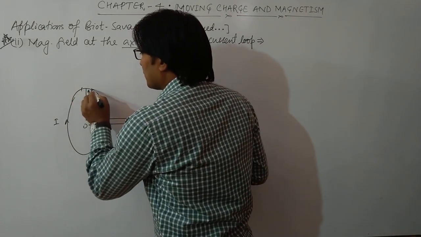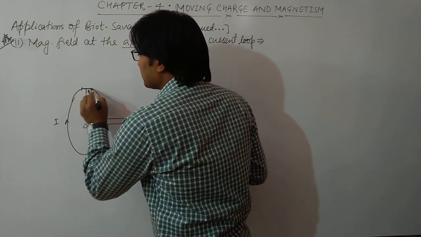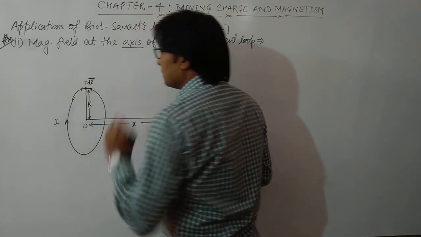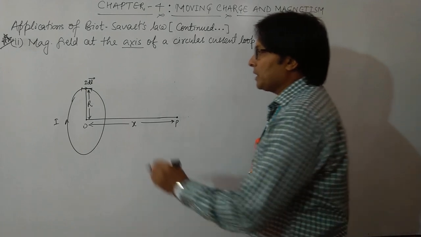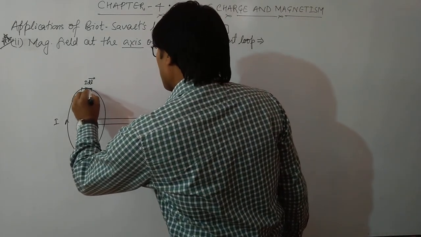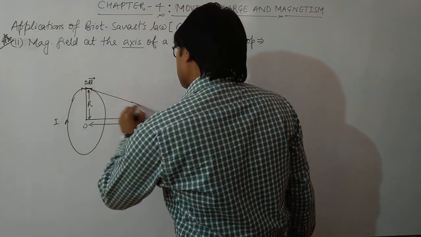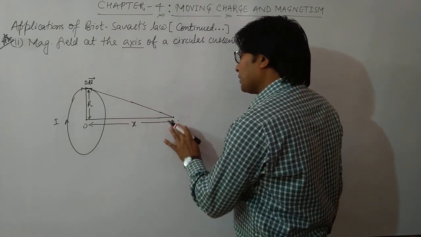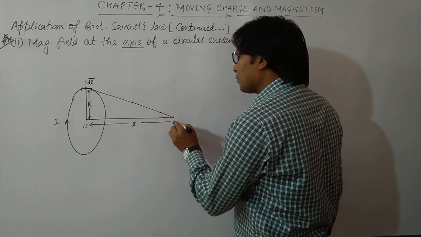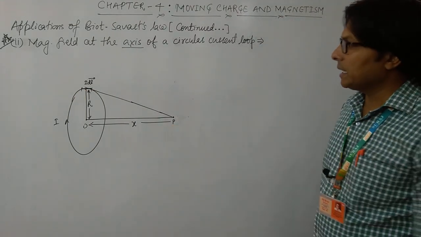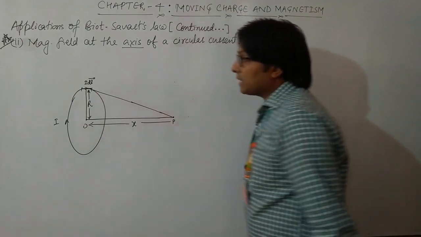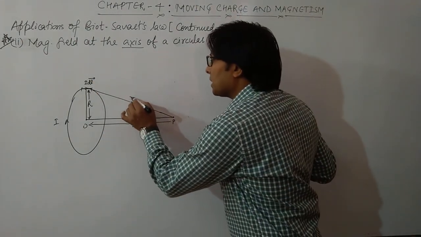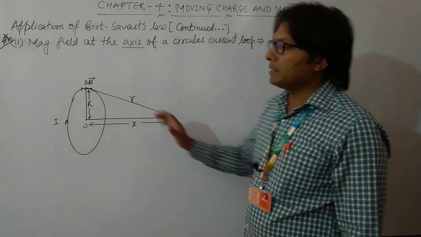The product of current and differential length. So suppose this is the current element, the idl vector, whose distance from this point P we can draw as this. This is the distance of point P from the current element, and the angle between the current element and this distance vector, suppose this is r, will be 90 degrees.